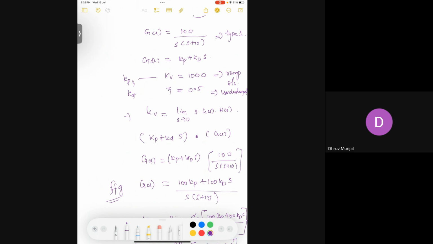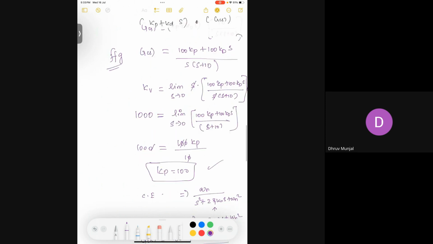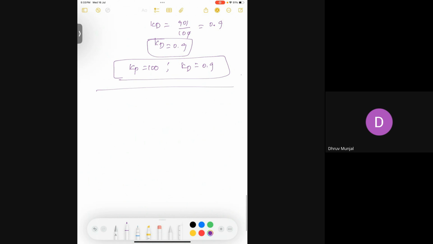That's it. The first hint they have given is velocity error constant, and they ask Kp and Kd. The second hint they give is zeta. If they hadn't given this zeta, we would not have been able to find the closed loop transfer function, right? So based on the question's information, you should be able to pick the type of solution you want to use. I hope this is clear. If you have any doubt, please ask. Clear, ma'am. Clear.